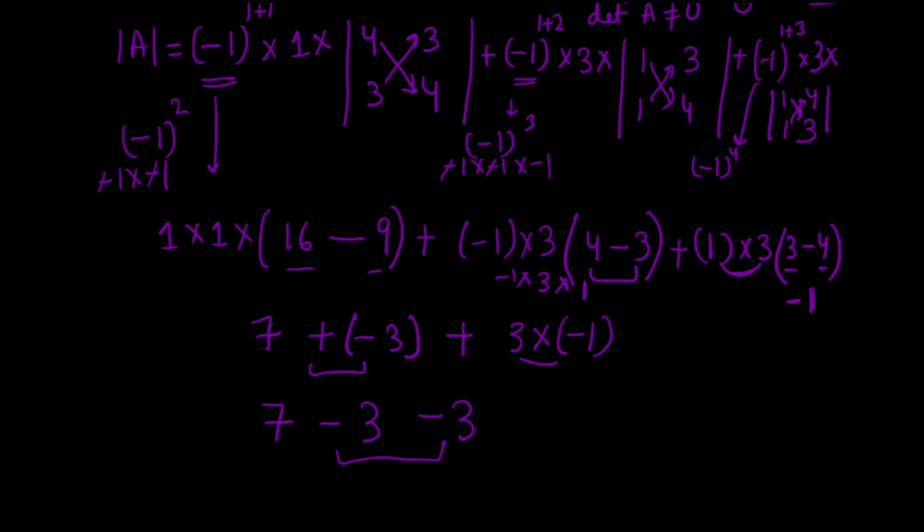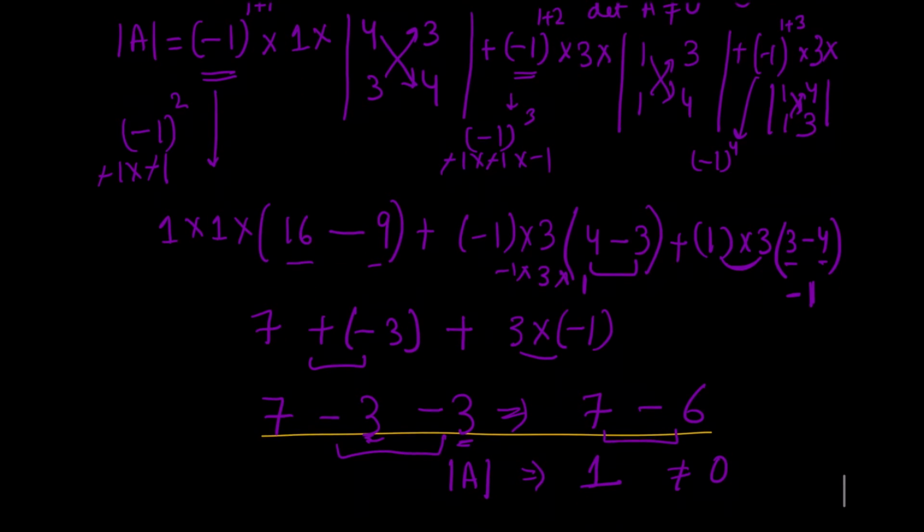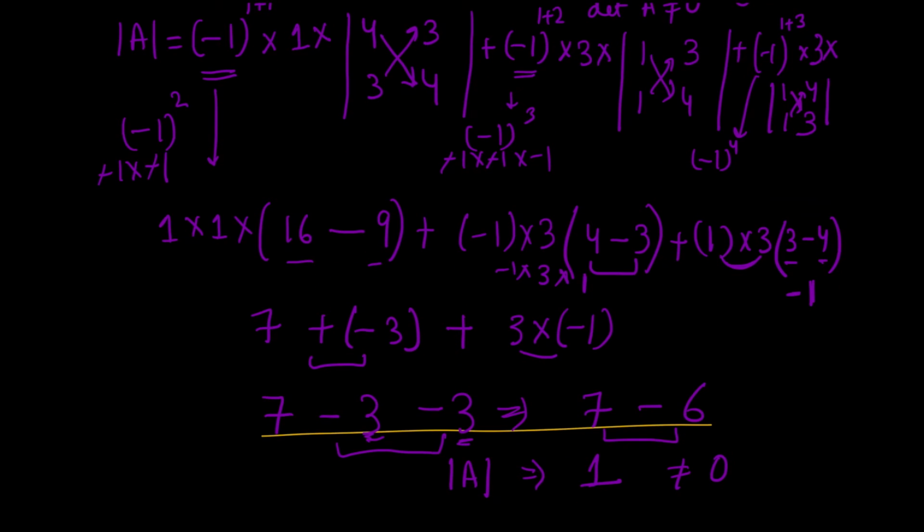So this now becomes 7 minus 3, and minus 3 again, negative, negative, positive. 3 plus 3 is 6. So this becomes 7 minus 6, and when you subtract 7 and 6, it's 1. That means determinant of A is 1 and it's not 0, which means that you can find the inverse. For that, you need to find now the adjoint.